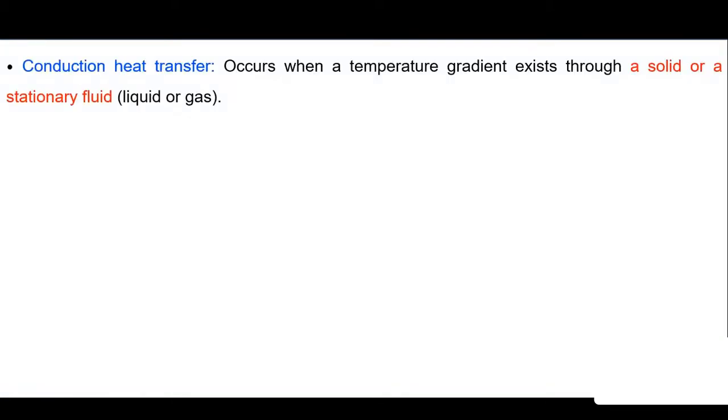First is conduction, as usual. Where does it occur? It occurs when a temperature gradient or temperature difference exists in a solid or a stationary fluid. So whenever we have a solid and a fluid which is non-moving, maybe a liquid or maybe a gas, non-moving means the molecules are fixed, they are not moving much from their original position, so stationary I can say, and there is a solid. So heat transfer through the solid or a stationary fluid is because of conduction heat transfer.